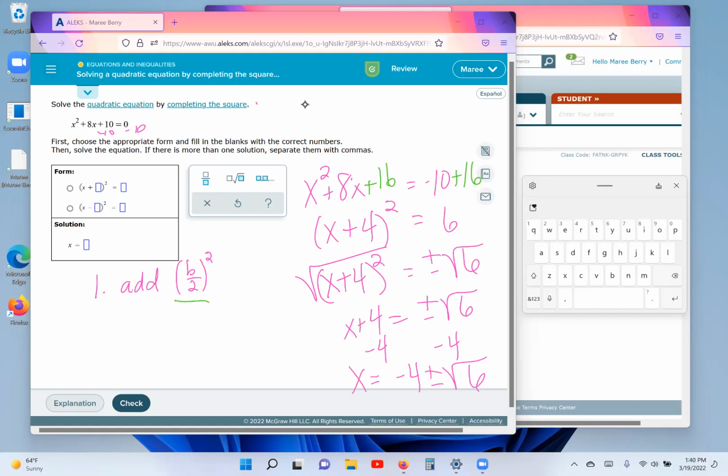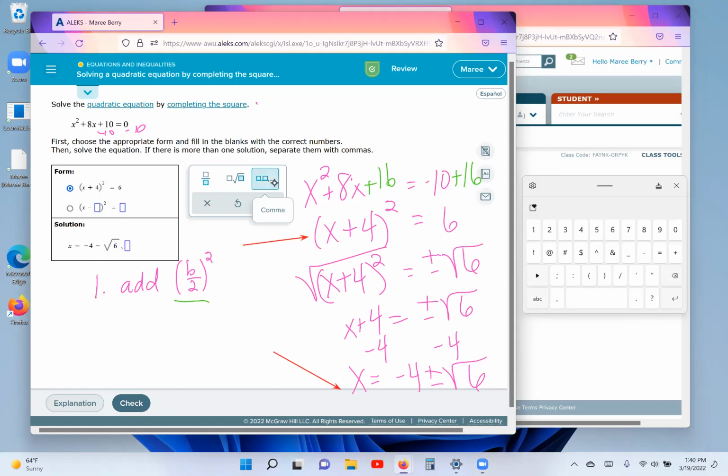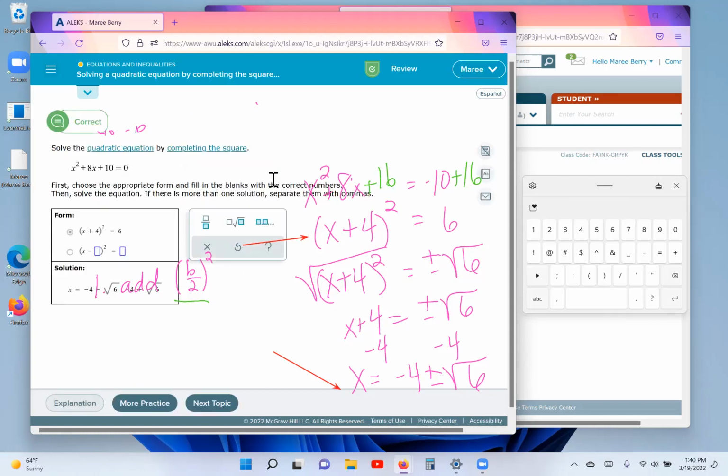So we're going to go ahead and put in this equation and this equation. So we have a plus, so we pick the first one, and we're going to put 4 equals, and the last one is a 6. And then our final solution is negative 4 minus the square root of 6 and negative 4 plus the square root of 6. And that's the end of the lesson.